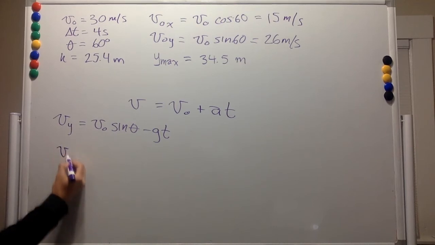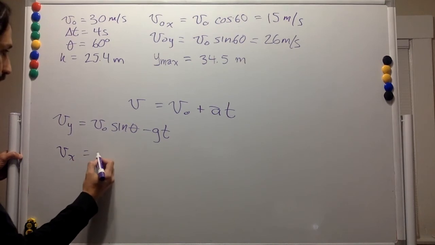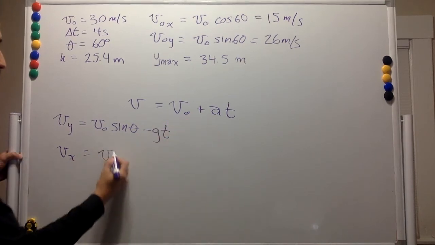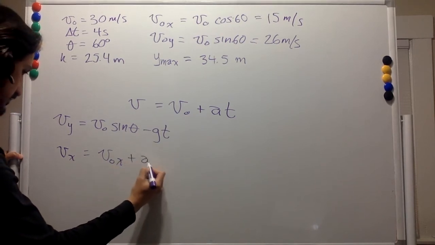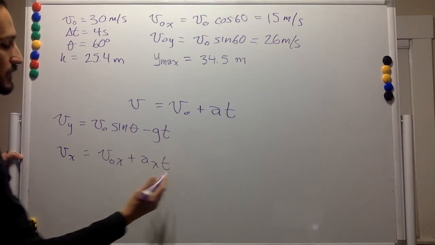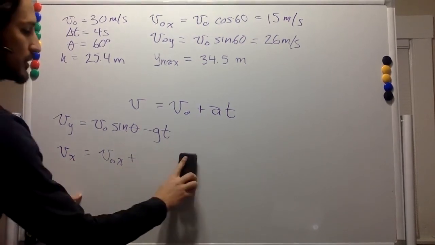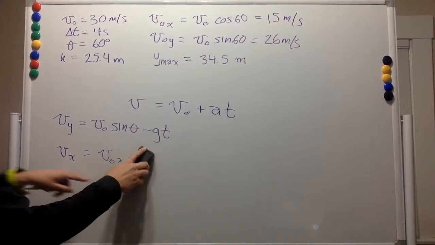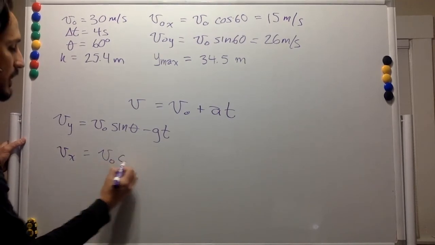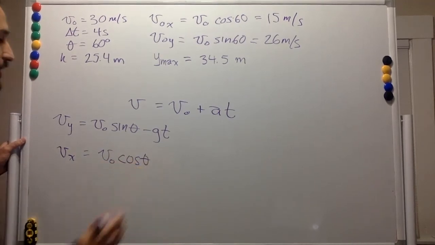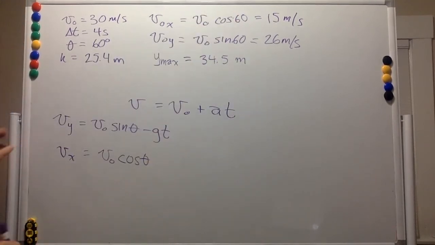And let's write the version for the x component. So again, we have this equation. So this one is going to be initial in x plus acceleration in x times the time. But we know that the acceleration in x is 0, so this whole term goes away. And we know that the x component of the velocity is v initial cosine theta. And we know this number, it is the 15 meters per second.